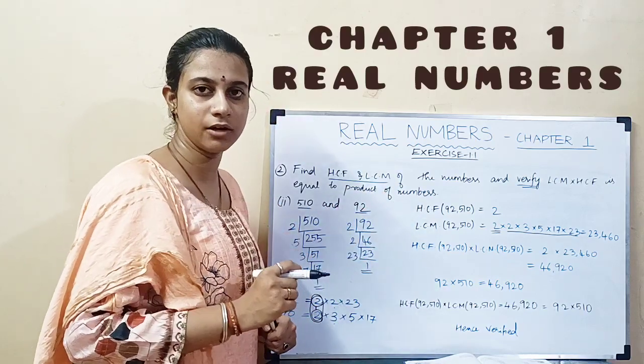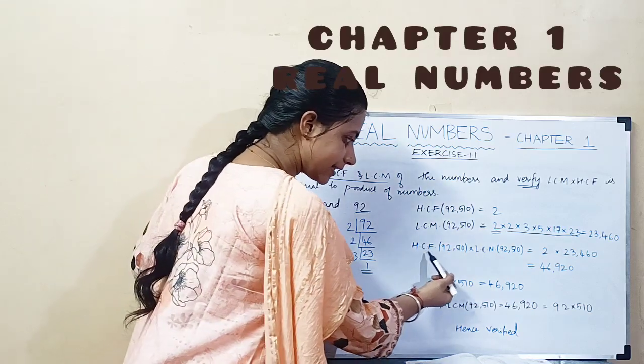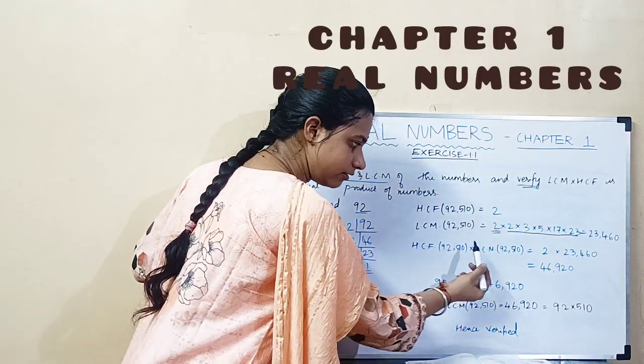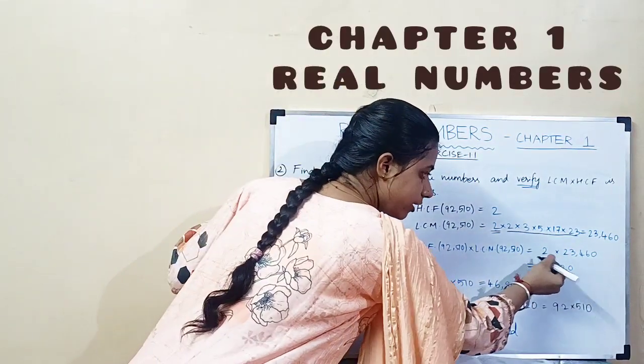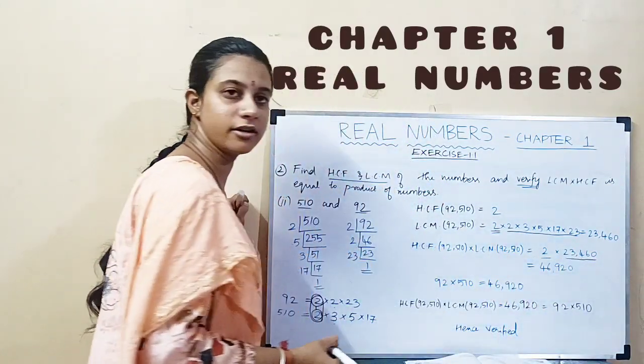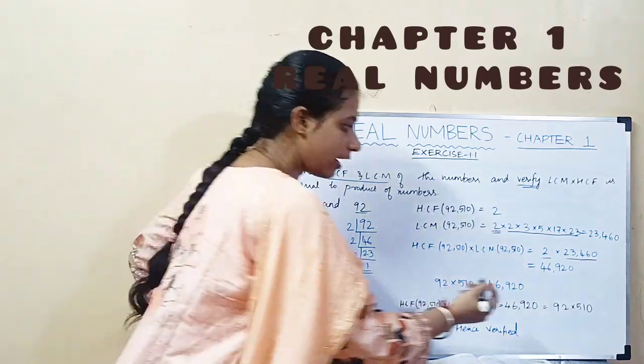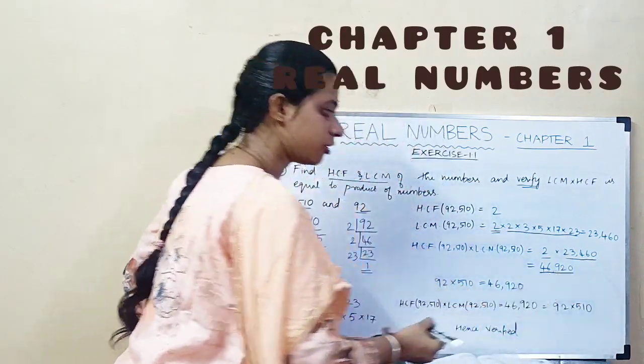Now coming to the second and verification part, we will take HCF of 92, 510 into LCM of 92, 510, that is 2 into 23,460. We will get 46,920.